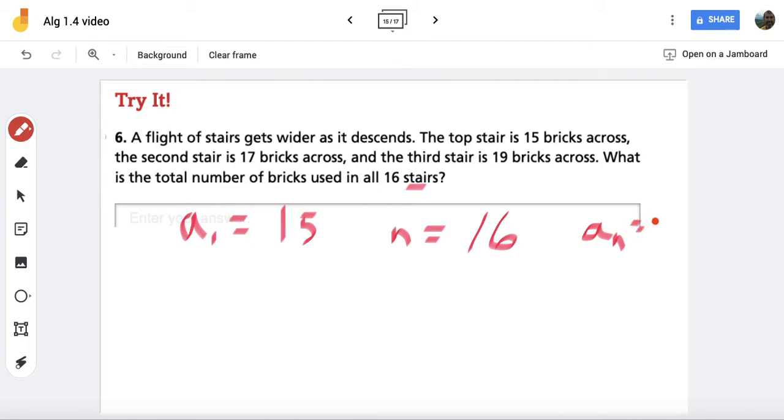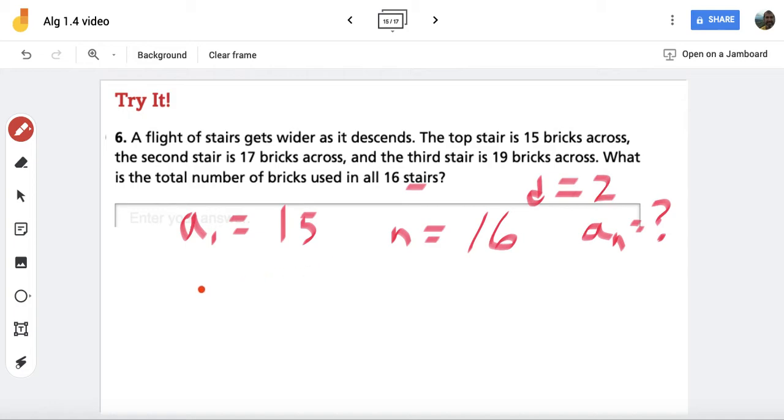And the other value that we often wonder about or use is d, the common difference. And we do know that one. We can figure it out because if it's 15 for the first, 17 for the second, and 19 for the third, I can see it's going up by 2 every time. So the common difference is 2.